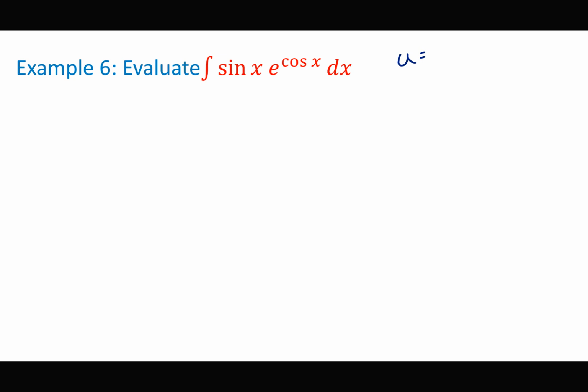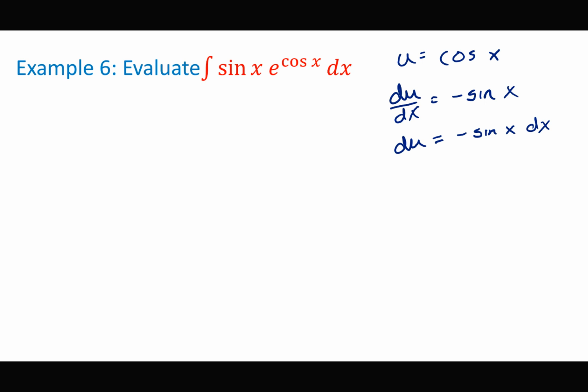Sam, what would you take your u to be? Good. Okay. So u will use cosine of x. du dx, then what's the derivative of cosine? Negative sine of x. So du would be negative sine of x dx.